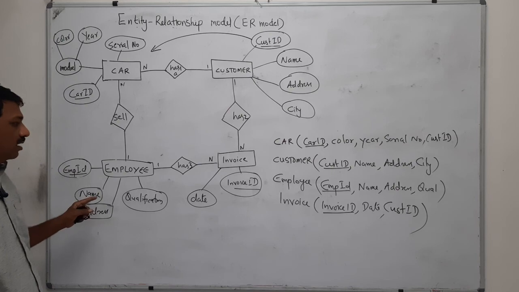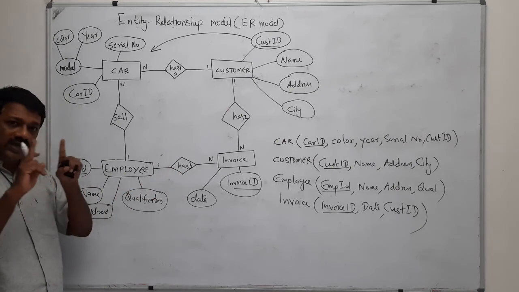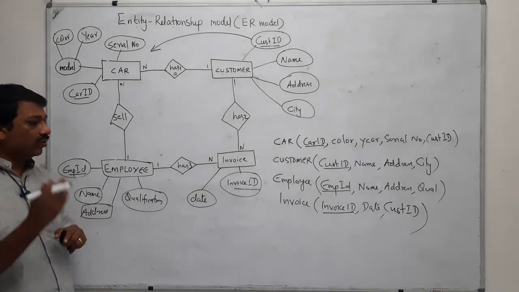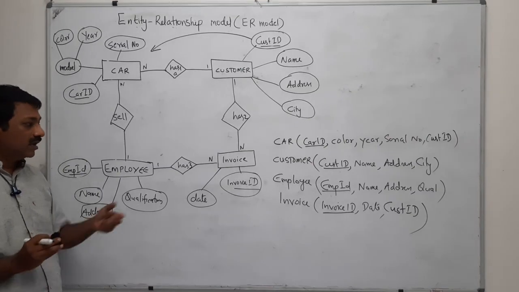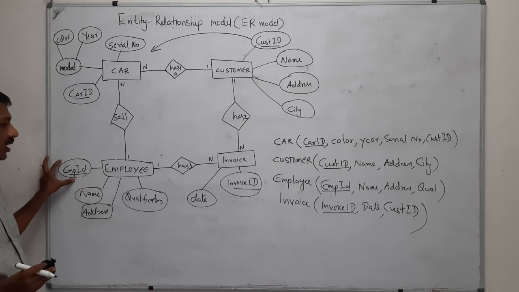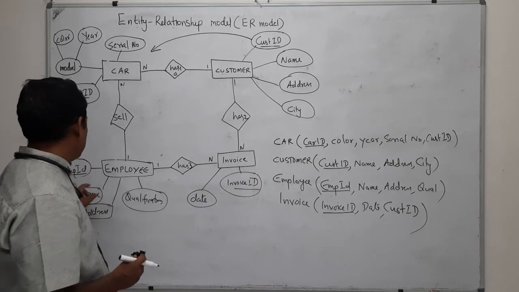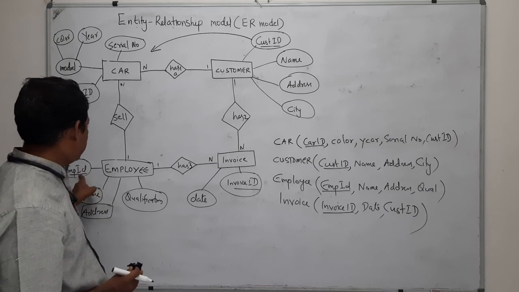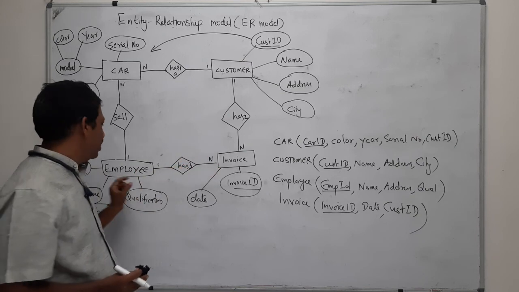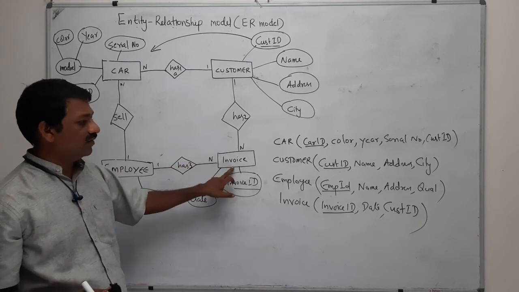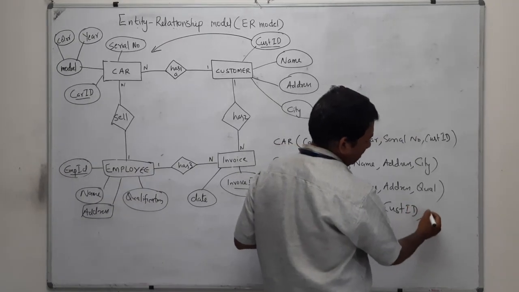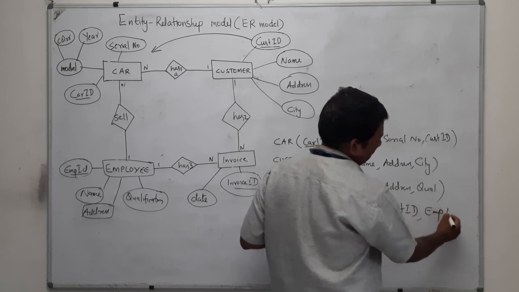So has-3 relationship. For any relationship, or for all relationships, you could generate tables. But in this case, what you are going to do is shift this employee ID to this side. That means this is the one side and this is the N side. We are shifting this employee ID also to the invoice, and now we have customer ID and EMP ID.